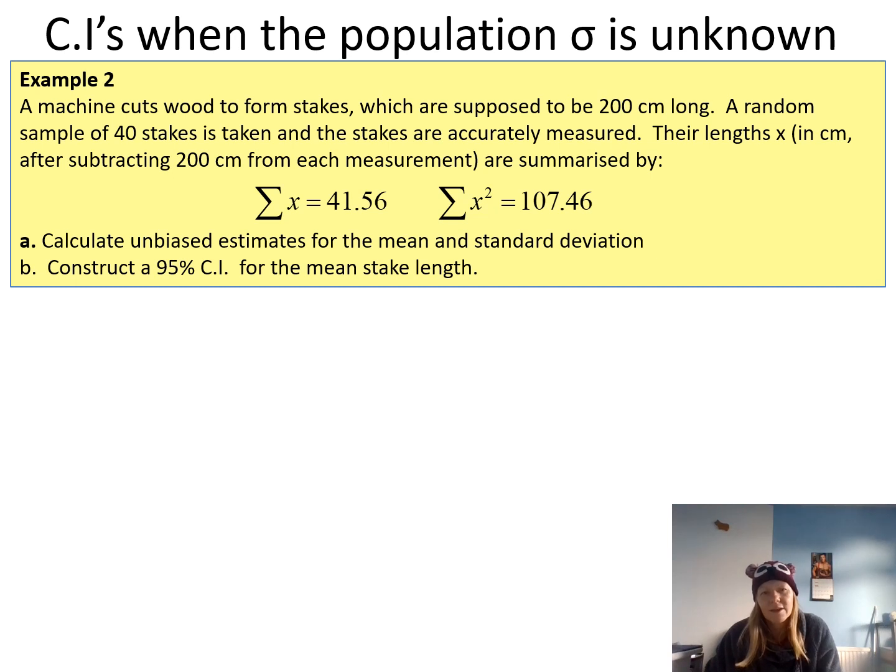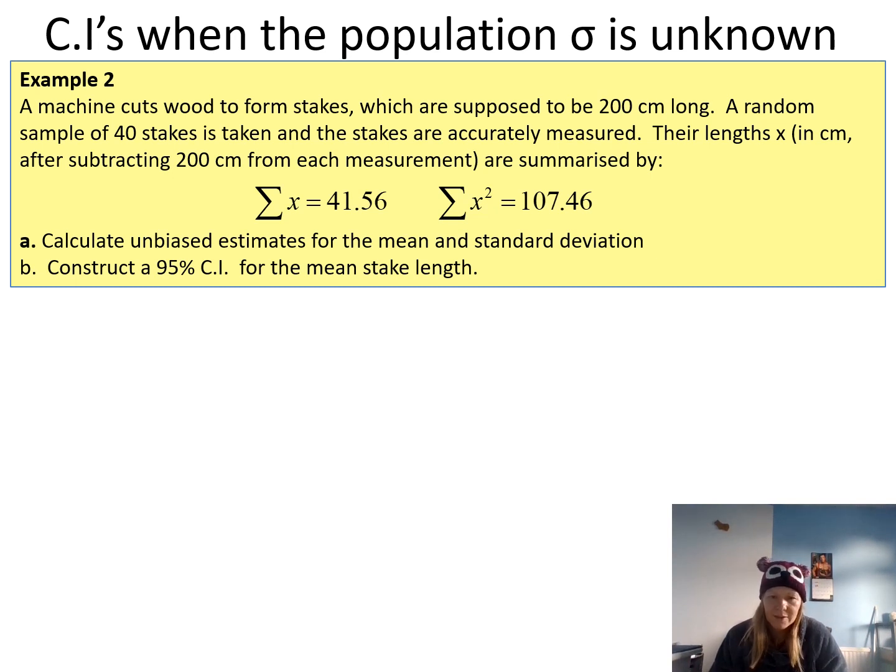Their lengths x in centimetres after subtracting 200 centimetres from each measurement are summarised by these two things. The values are very small because they've all had 200 taken off them. So it's what's called coded data, isn't it, when we reduce the number by something. So everything's had 200 taken off it, and then those measurements have been added up. There have been some negative, some positive. They added up to a positive number of 41.56. And sum of x squared is given by that thing.